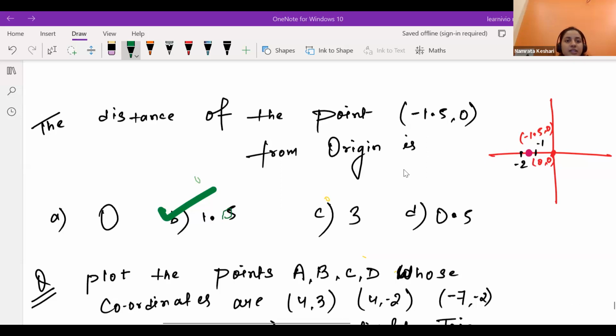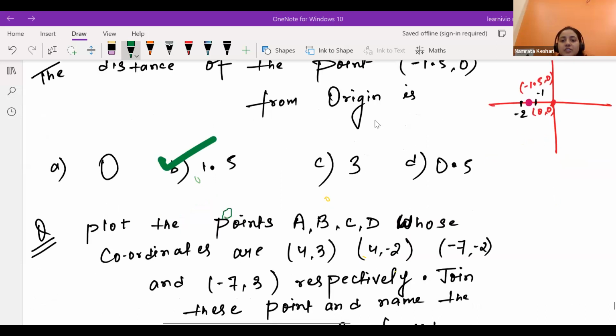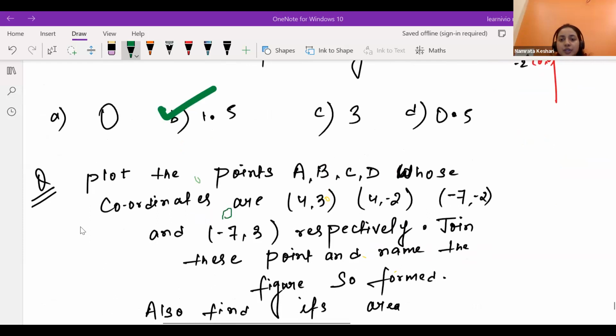I will stop sharing my screen, but meanwhile, please note down this question and start doing it, so that I can check that particular question. I can open it after stopping the screen sharing. Okay, ma'am. Please note it down. Plot the points A, B, C, D whose coordinates are (4, 3), (4, -2), (-7, -2) and (-7, 3) respectively. Join these points, name the figure, and also find its area.